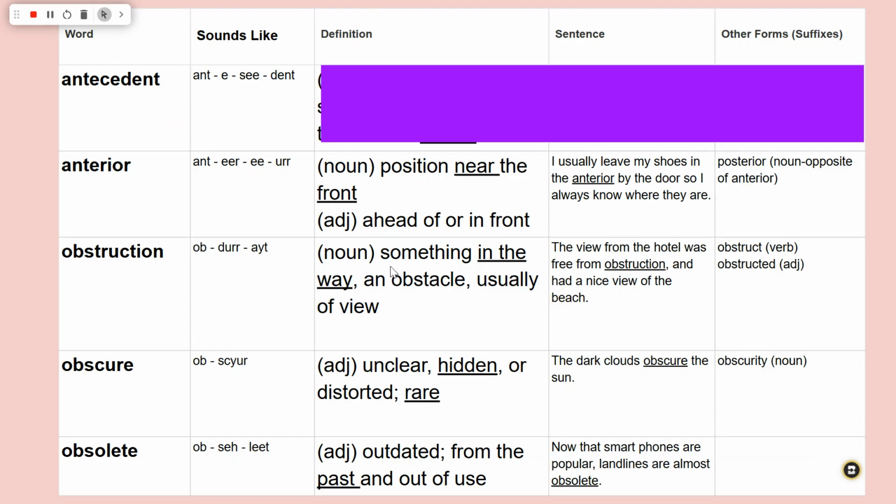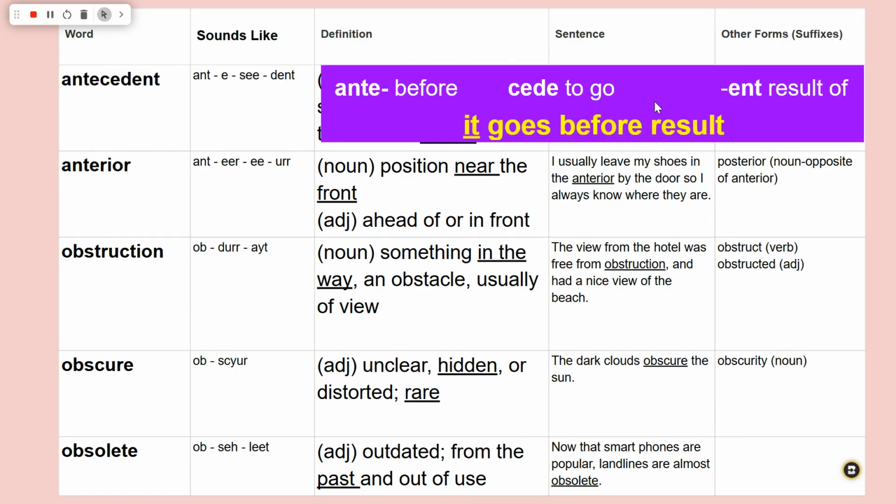So starting right off the bat with antecedent, we took those word parts apart, we came up with before, to go, the result of. And remember that the suffix over here, the ent, is what changes the part of speech. So when I say it goes before the result, the it is coming from our suffix, because our suffix makes it a noun.